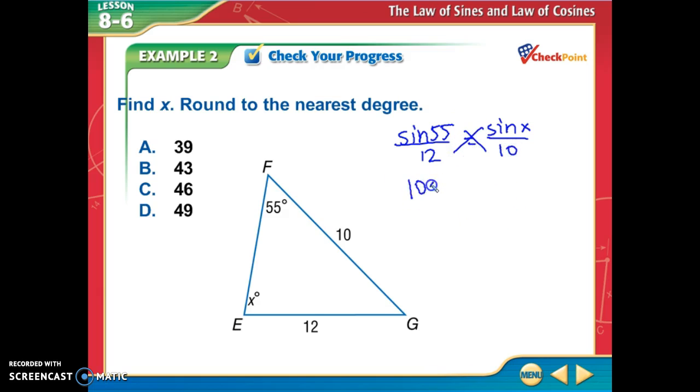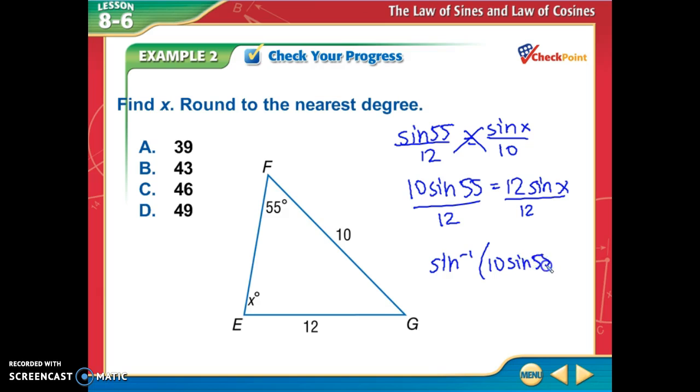Cross multiply. 10 sine 55 equals 12 sine x. Divide by 12. Take an inverse sine of both sides. So I end up typing in inverse sine of 10 sine 55, close that parentheses, divided by 12. Type all that in, and you should get 43.04, which is B, 43.